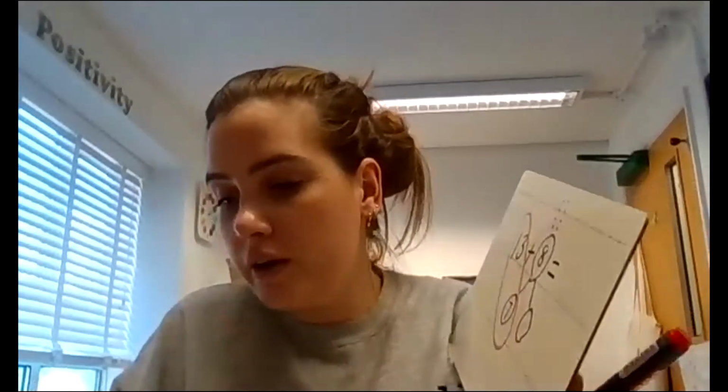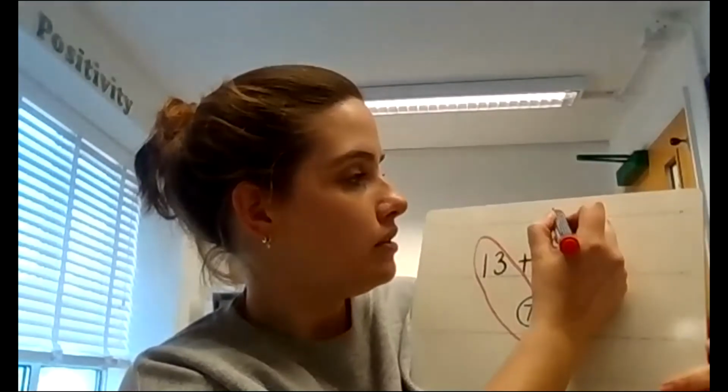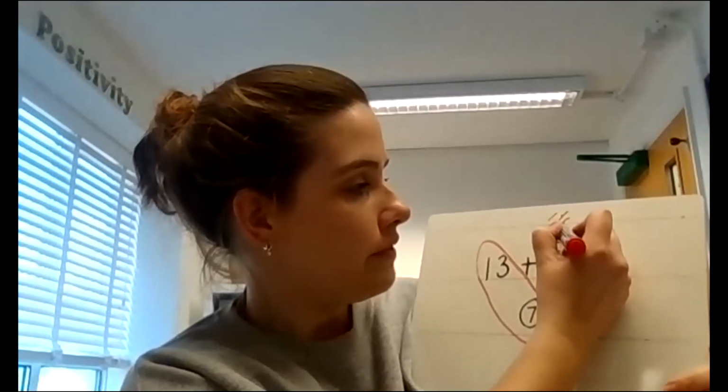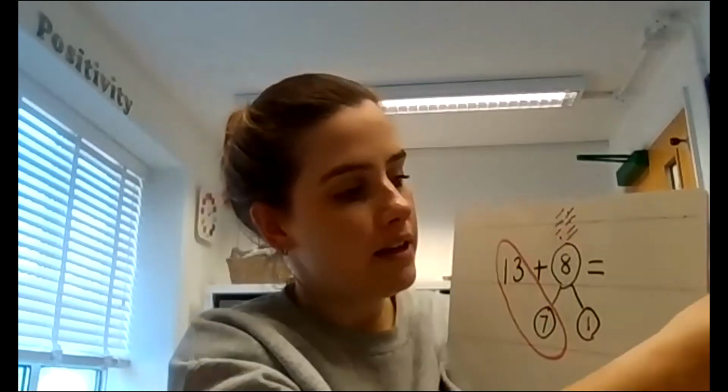So I want to cross my 7 off. 1, 2, 3, 4, 5, 6, 7. I'm left with 1. I know that, let's write my calculation in black. I know that 13 and 7 is 20. And I know that 20 add 1 is 21.